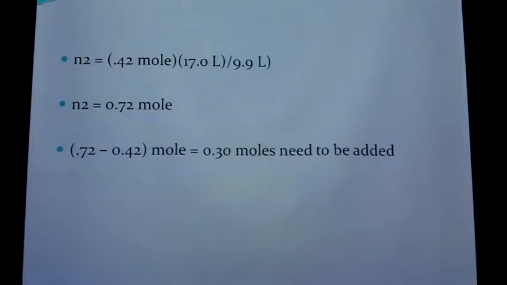That gives us an N2 of 0.72, but remember, we're looking for the number of moles to be added. So we'll take that number, the 0.72 moles, that's the final number of moles, minus the initial number of moles to give us the number of moles to be added, and it's 0.30 moles to be added.